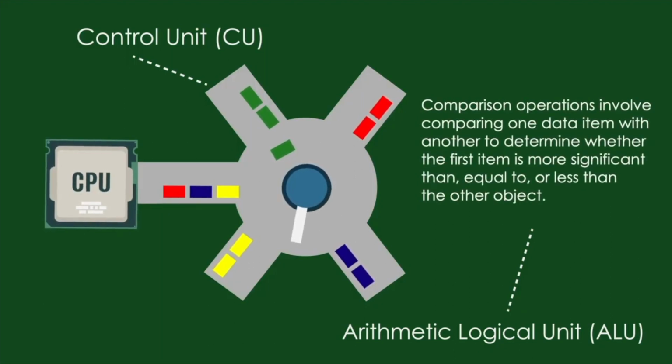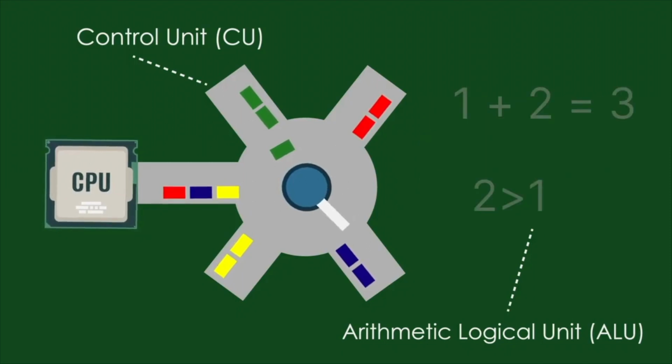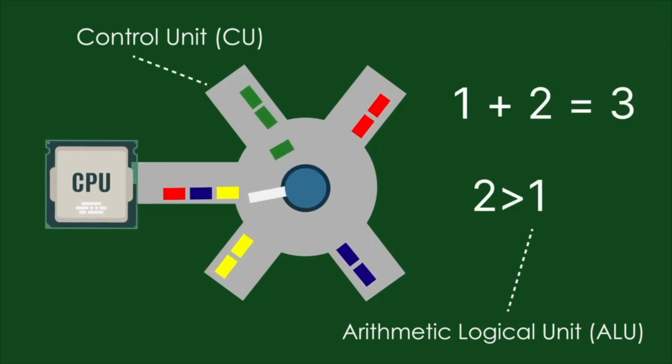Comparison operations involve comparing one data item with another to determine whether the first item is greater than, equal to, or less than the other item. For example, the arithmetic part deals with a calculation like 1 plus 2 is equal to 3. And the logic part deals with any logical comparison, like 2 is greater than 1.